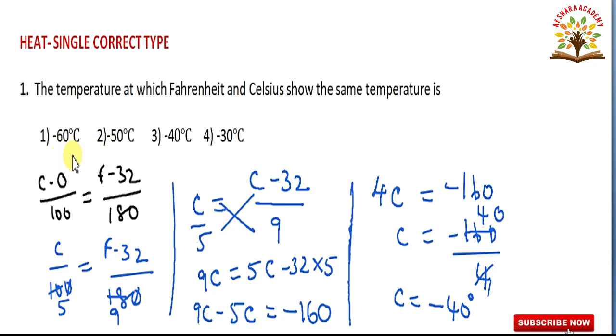So which option is correct? The third option. The temperature at which the Fahrenheit and Celsius scales show the same temperature is minus 40 degrees centigrade.